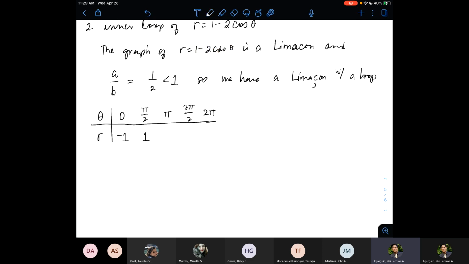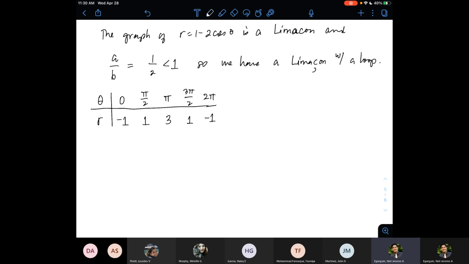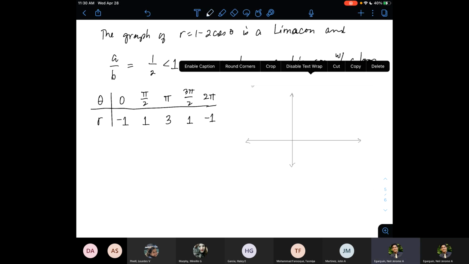When theta is 3 pi over 2, this guy will be 0, so we'll get 1. And then when theta is 2 pi, I'll get the same value as what I got with 0. Okay? So these 5 values you can actually reduce to simply 4 because we know that the value at 0 will be the same value as 2 pi, right? So let's see. Let's sketch the graph.